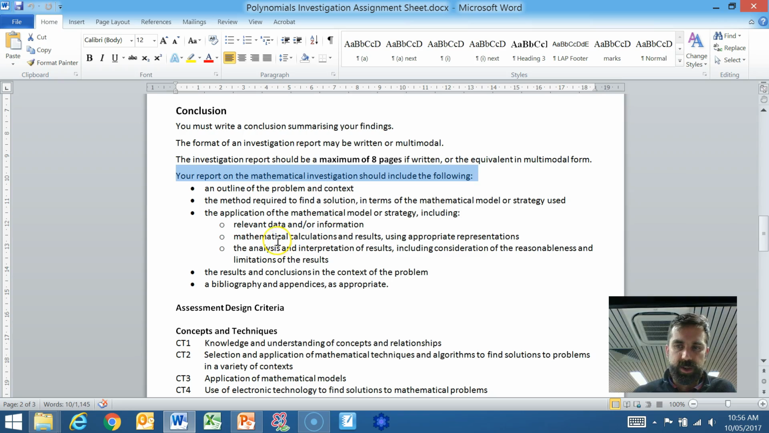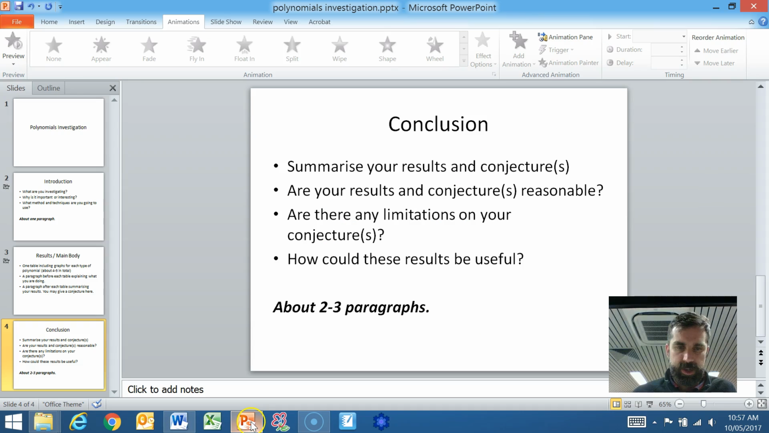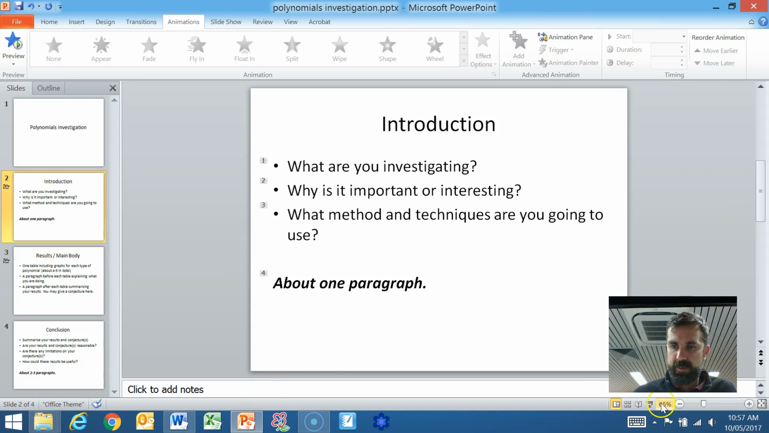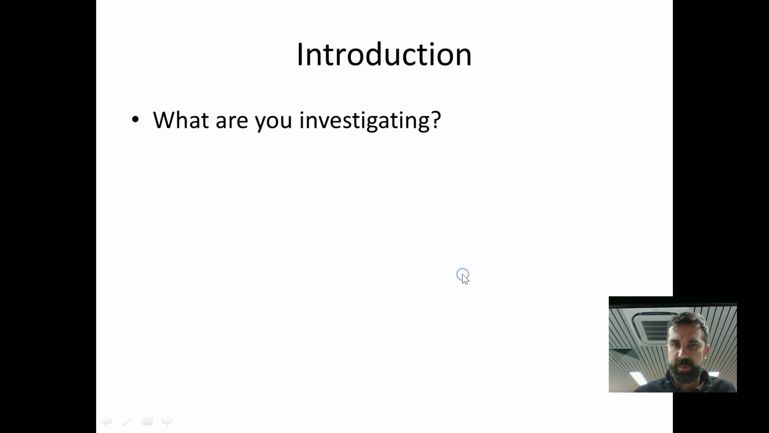Then you actually need to give the bulk of the assignment where you give your graphs and your tables and your interpretation of what's going on. And then you need to summarize your results and conclusion and give any bibliography and appendices. So what I'm going to do, I'm just going to step through that again in a little bit more detail, just with a PowerPoint here.